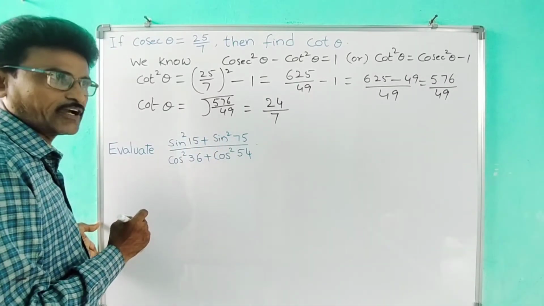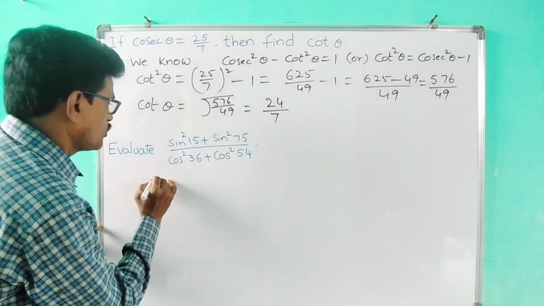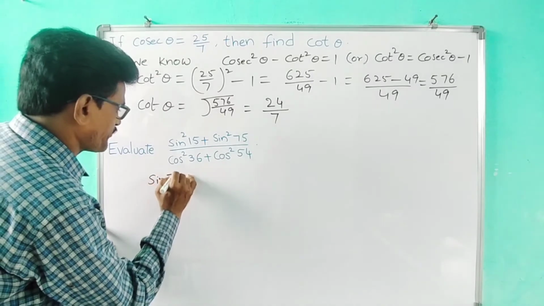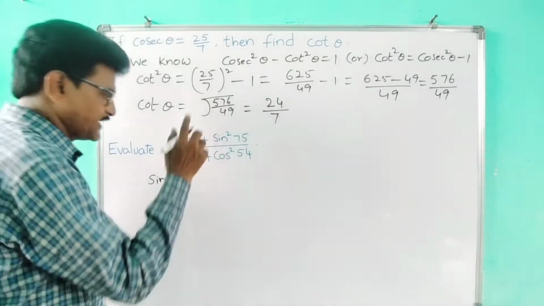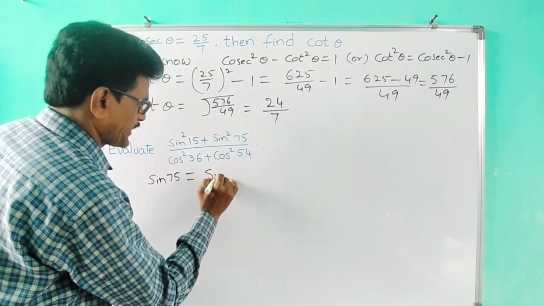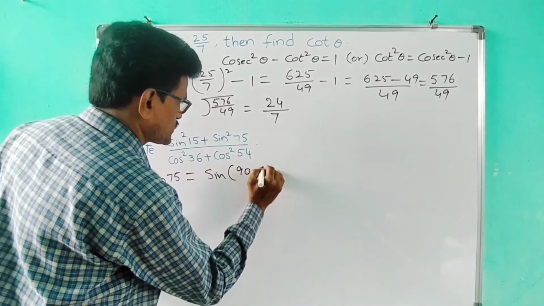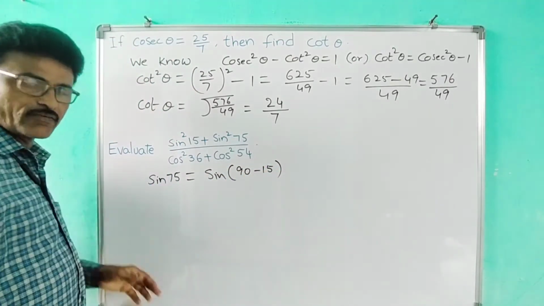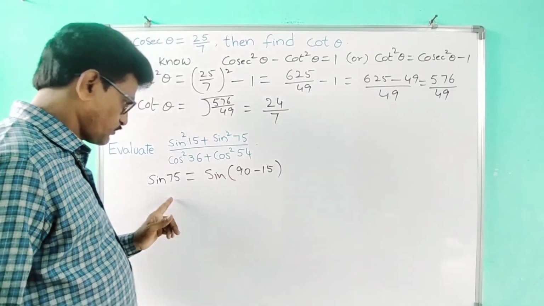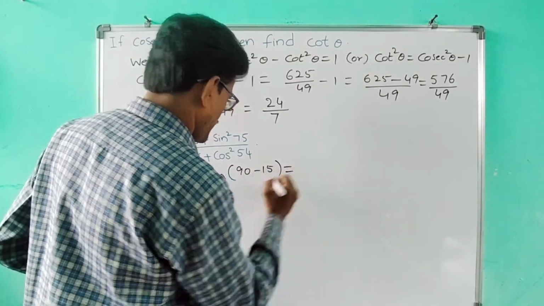Sin square 75. See, I am writing sin 75 equals sin of 90 minus 15. Sin 75 equals sin of 90 minus 15. What is sin of 90 minus 15?